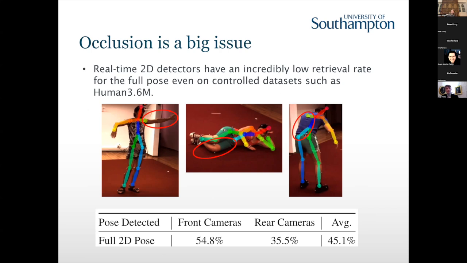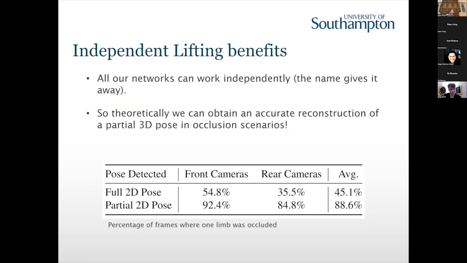So all these 3D lifting networks, which are touting really good results lifting the full pose, will work in less than half of your frames in a controlled dataset. If you go outside, this is even worse. One thing that I realized is that all our networks can work independently from what we actually saw, so the name kind of gives it away. Theoretically, you can obtain an accurate reconstruction of a partial 3D pose in an occlusion scenario.